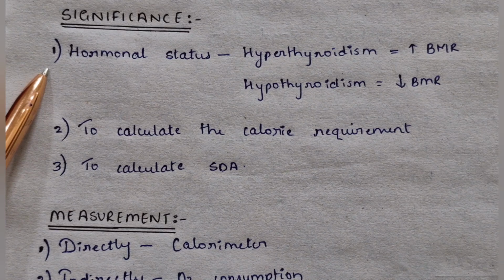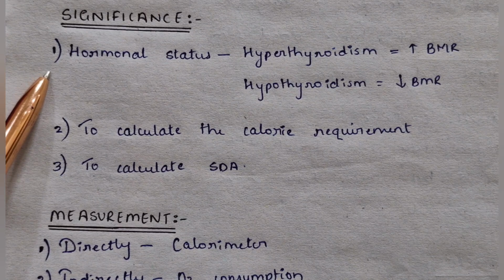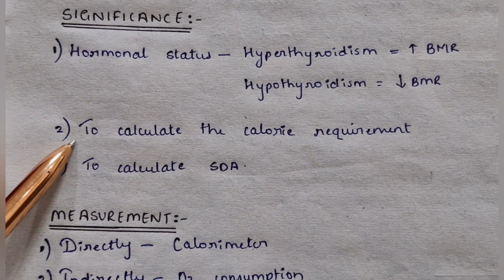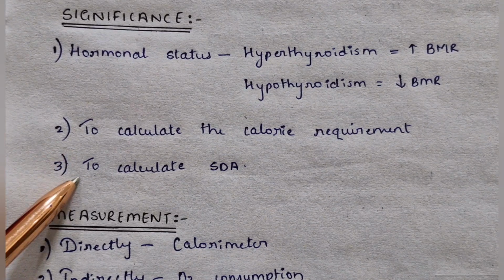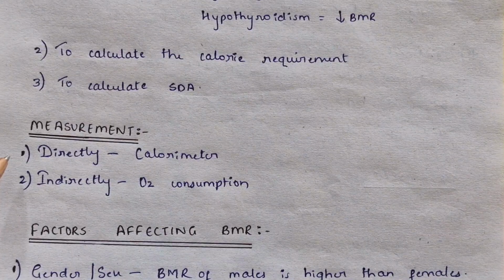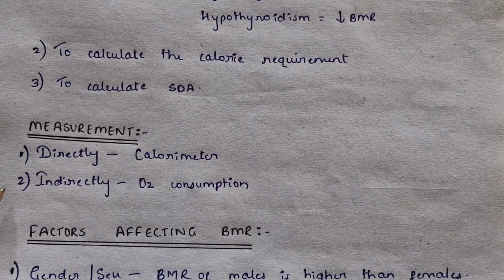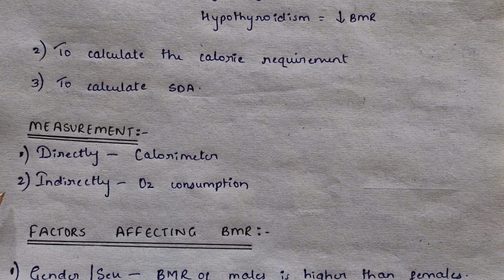In hyperthyroidism, there is increased basal metabolic rate, and in hypothyroidism, there is decrease in the basal metabolic rate. It is also used to calculate the calorie requirement and to calculate the SDA. Measurement can be done directly by the calorimeter and indirectly by oxygen consumption.